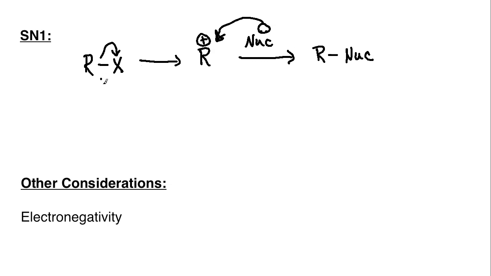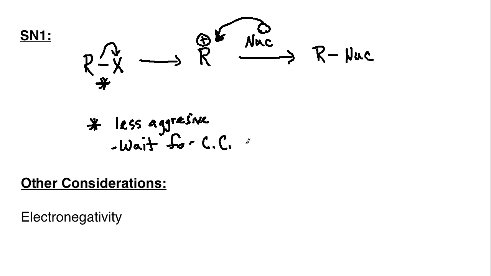Okay, now this is important because in this rate-limiting step here, the fact that we have a weaker nucleophile means it's going to be less aggressive. And if it's less aggressive, it means it's not going to interfere nearly as much as a negatively charged nucleophile. And that's important because this is the rate-limiting step. What we're going to do is wait for the carbocation formation.